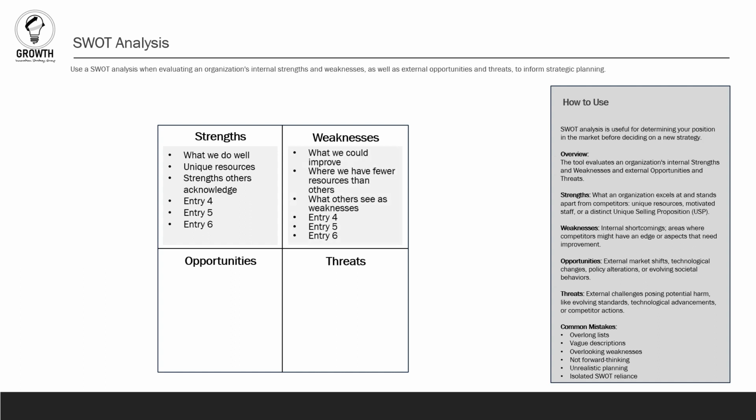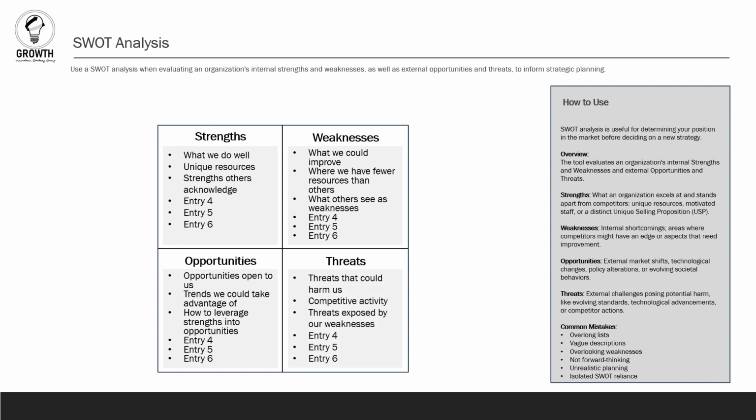Next, identify weaknesses. Similarly, use your value chain analysis to identify internal weaknesses, such as areas of inefficiency, resource limitations, skills gaps, or any other internal factors that hold back your organization's performance. Next, identify opportunities. Turn to the insights from your Porter's 5 forces analysis to recognize external opportunities. These could be market gaps, emerging trends, favorable changes in industry dynamics, or areas where your competitors are underperforming.